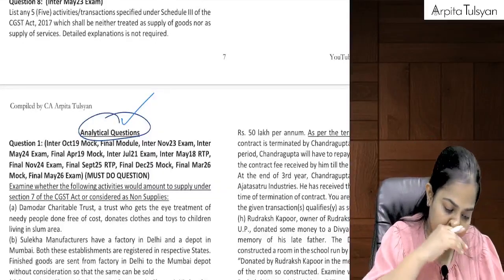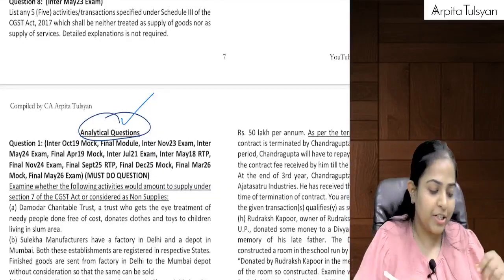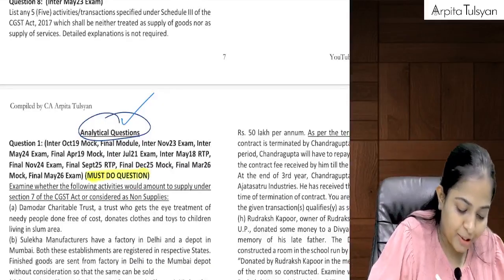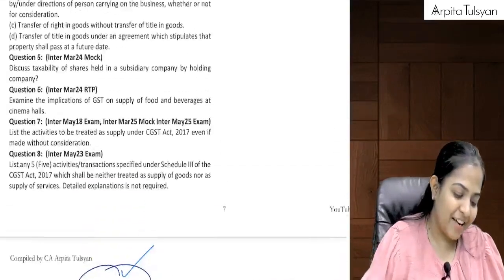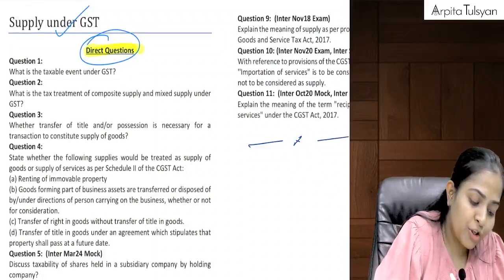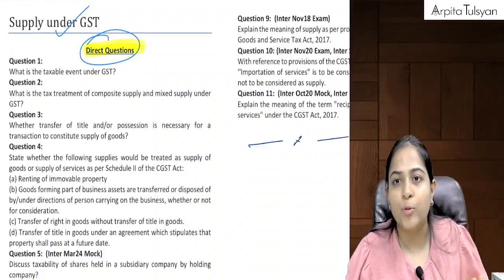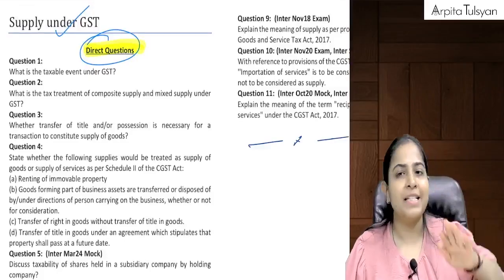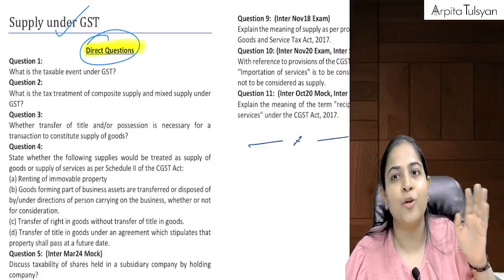Okay, let's discuss a few questions out of analytical questions. At least let's do the must-do questions. That is very, very important from your exam point of view. And one more thing, the solution to these direct questions, I have not included in the book. But I have put a separate PDF of the solution to direct questions.